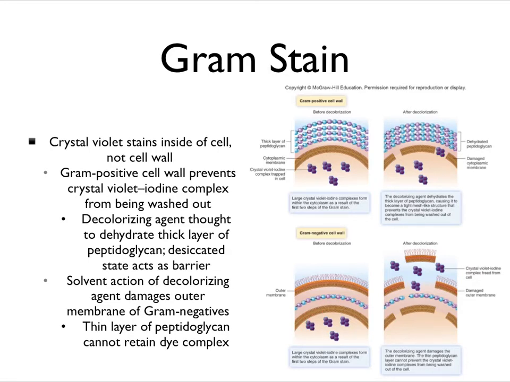When you hit it with the decolorizer, it's going to burst the outer membrane, and it's going to fragment the inner membrane, but you only have a very few layers here, not enough to actually shrink. And so when it dehydrates the cell, the water that gets pulled out is going to carry the dye with it.